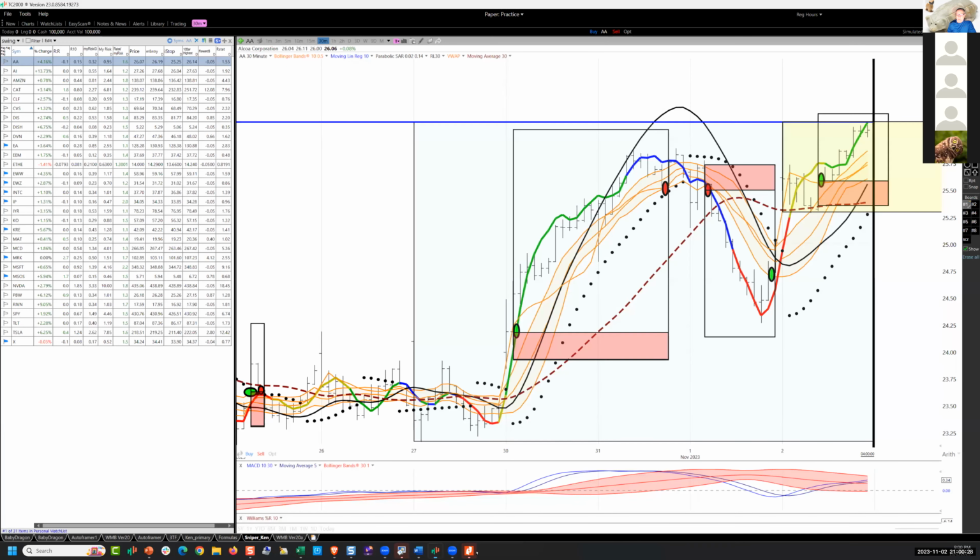Let's start with sniper trade. Sniper trading with the hybrid swing, 30-minute charts. This one is Alcoa. Where is my... There we go. Yeah, so this is Alcoa, 30-minute charts.